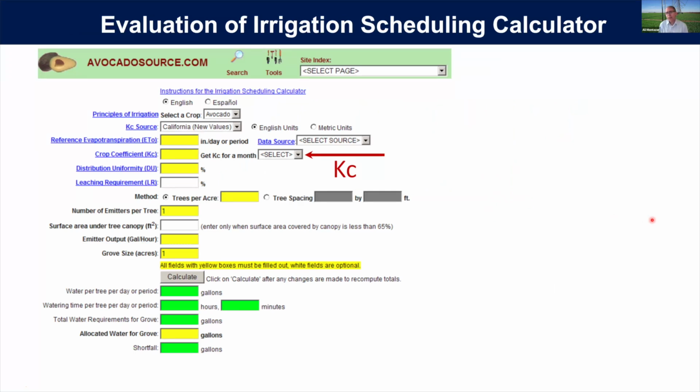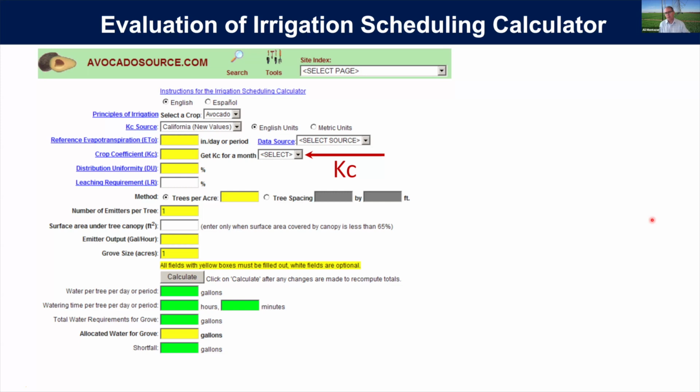So one great tool for irrigation management we have for avocados is the irrigation scheduling calculator for avocados. So we have these tools, great tools for our growers. They can go to this website, enter the information of their orchard, and have the information for irrigation management. One piece of data you need to enter is the crop coefficient. I think that's the problem in the past.